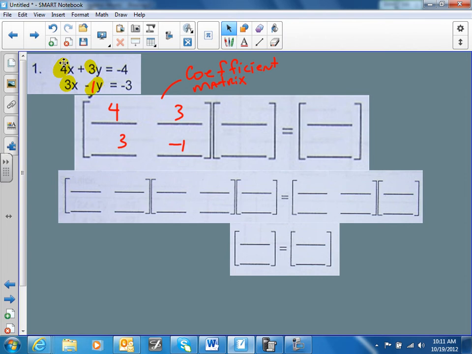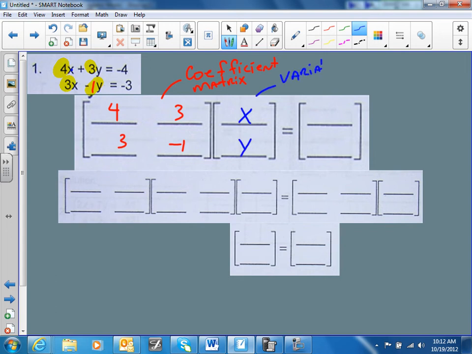Then we're going to take our variables. Our variables are x and y, and we're going to put them in this order, vertically, x and y. This right here is my variable matrix. And then finally, we take our two numbers at the end, which are negative 4 and negative 3, and put them at the end.